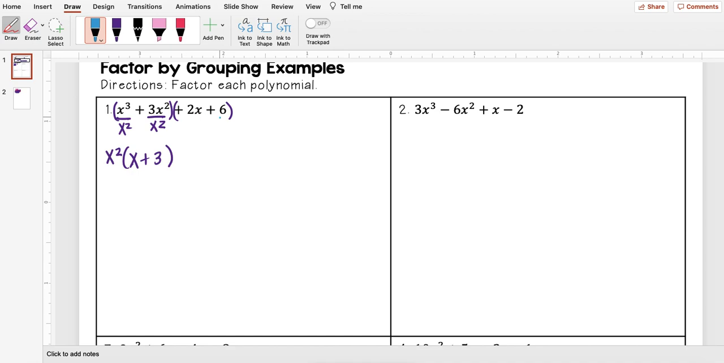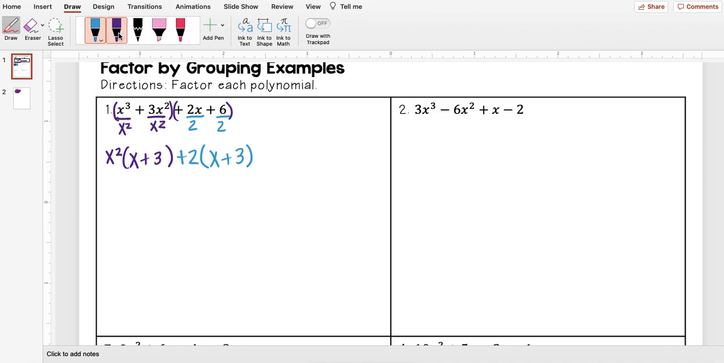And then now I'm going to do the same thing with this second pair. So I want to find the GCF of 2x and 6. Well, the GCF of 2 and 6 is just going to be 2. And then since 6 doesn't have an x with it, x won't be part of my GCF. So my GCF here is just 2. So I'm going to put my plus 2 out in front here and then divide my GCF from both terms. So 2x divided by 2, I get x. 6 divided by 2, I get 3.